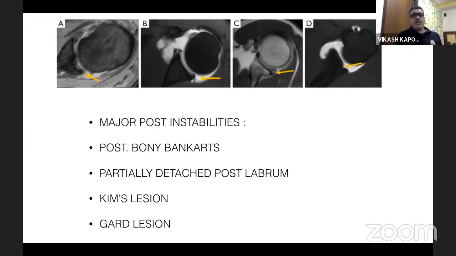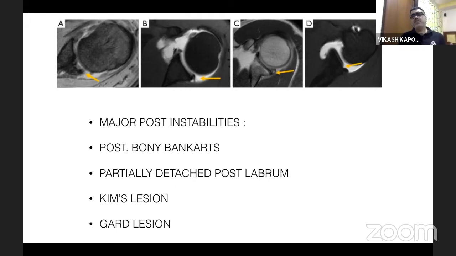So now we come to the major posterior instabilities, which is the posterior bony Bankart's, which is self-evident here and in the CT scan both. Then there is the partially detached posterior labrum, which is like a Bankart, but it is also missed because it is not completely detached. This is a painful lesion.